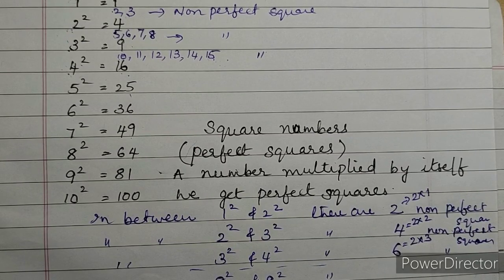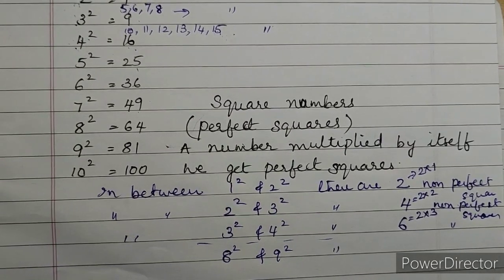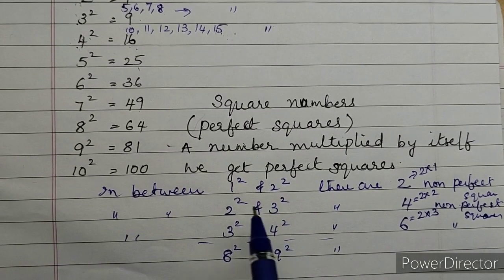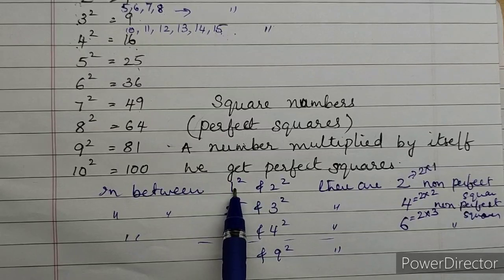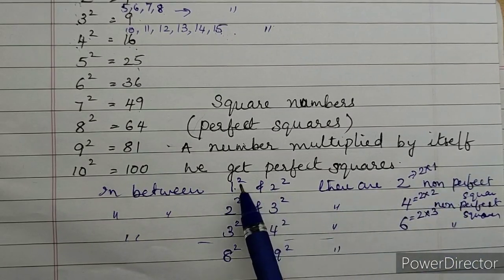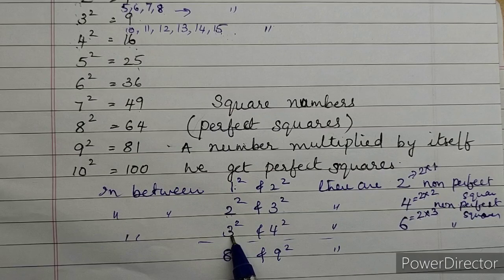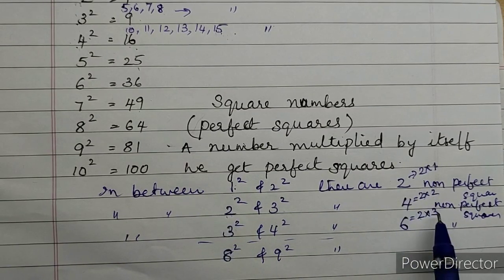how many non-perfect squares will be there? Can you tell me without counting? See, here it is 1 square and 2 square, so 2 into 1. Next, in between 2 square and 3 square, 2 into 2. Next, in between 3 square and 4 square, it is 2 into 3. So this number multiplied by 2, however much it comes to, that many non-perfect square numbers will be there.